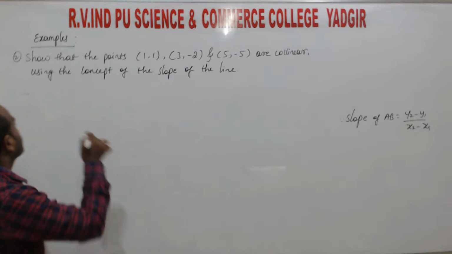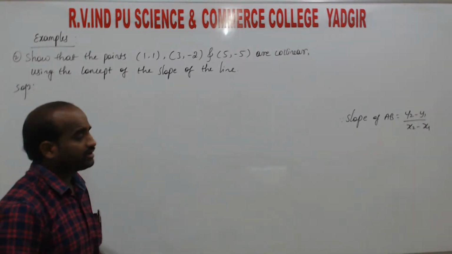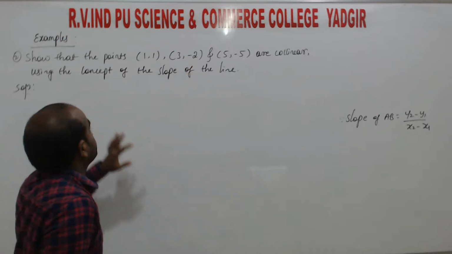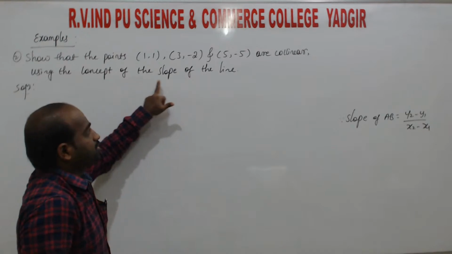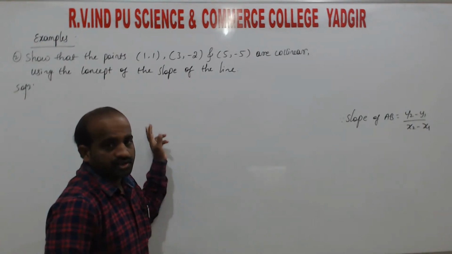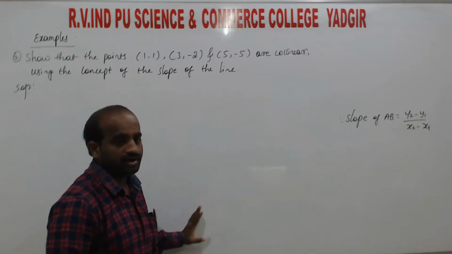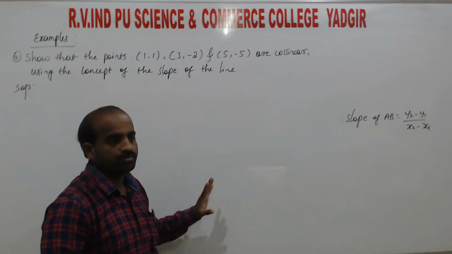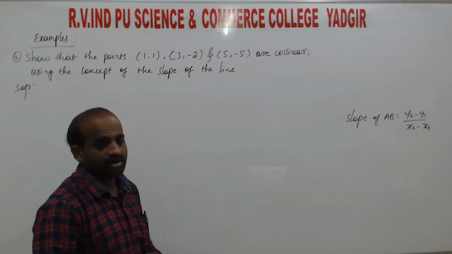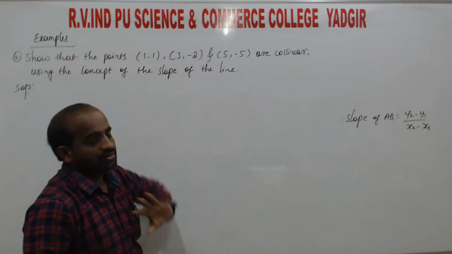The 3 points are already mentioned. Show that these 3 points are collinear using the concept of the slope of the line. You must show slope of AB equal to slope of BC as the answer. Don't use the distance formula. Only show that these 3 points are collinear.